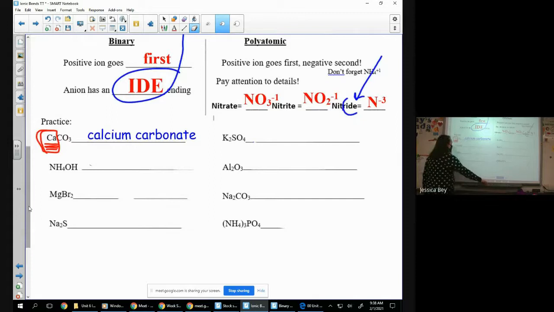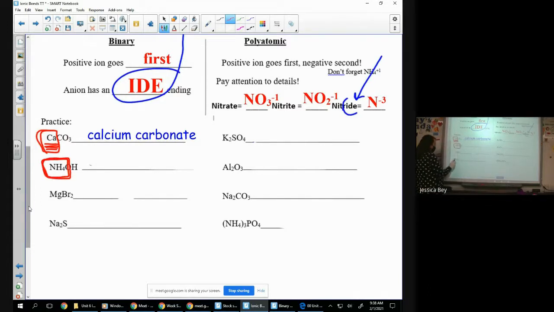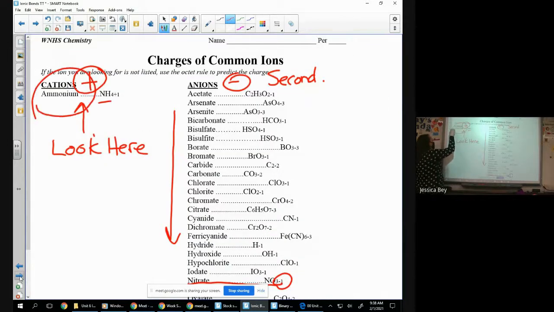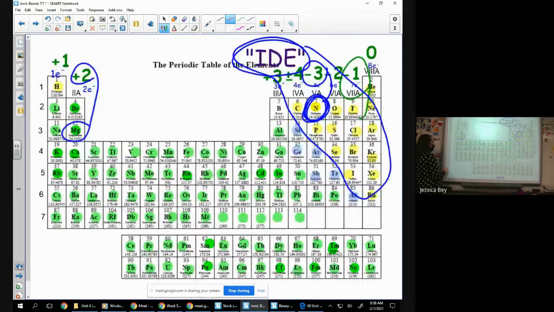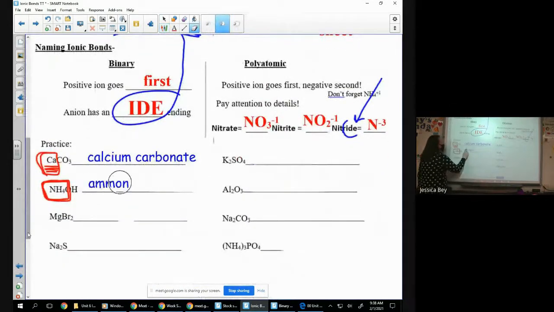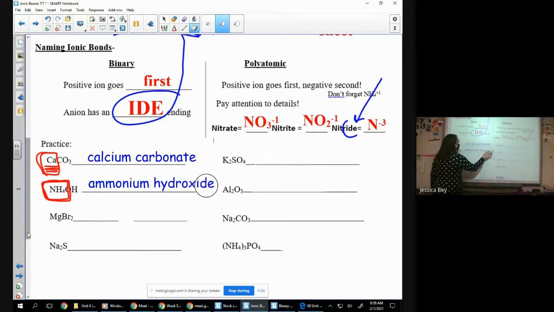Good. Then we'll go down. I said be very careful. People often forget to look at him. If it is a positive polyatomic ion, you guys want to make sure you look here. What is the name of NH4? Ammonium. Very nice. And OH, can anybody find the negative on the negative side? OH is hydroxide, ammonium hydroxide.